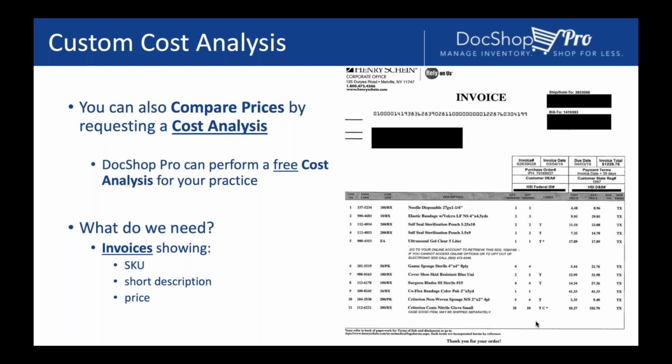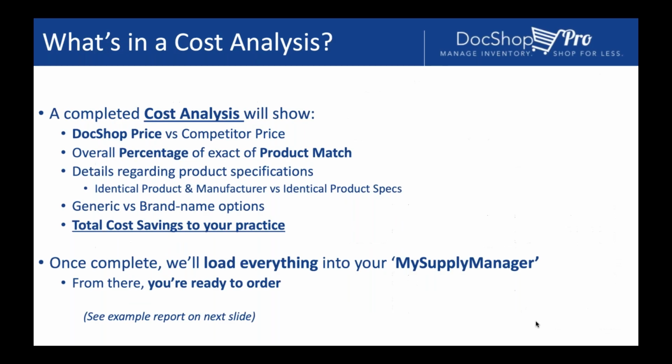All we would need is some invoices that have the SKU, short description, and a price. We have about 500,000 products on the website, so we just want to make sure we're finding the exact apples to apples comparison for the products that you're using. So once we have that information, you can fax or email it to us. And we put together the cost analysis.